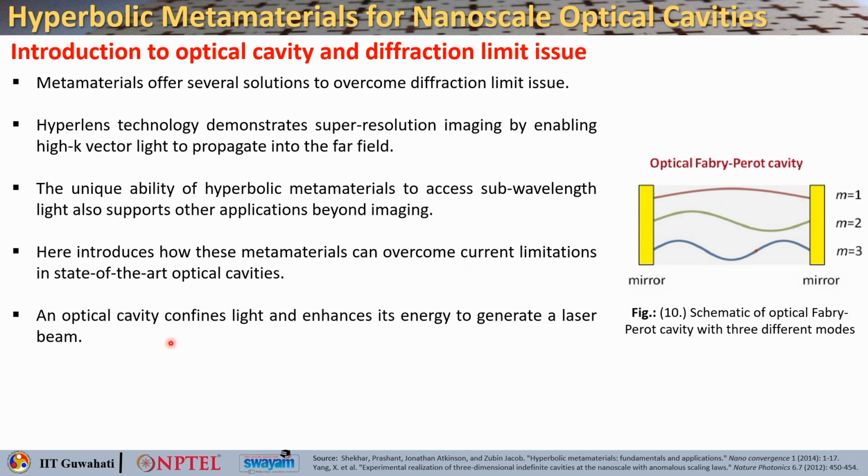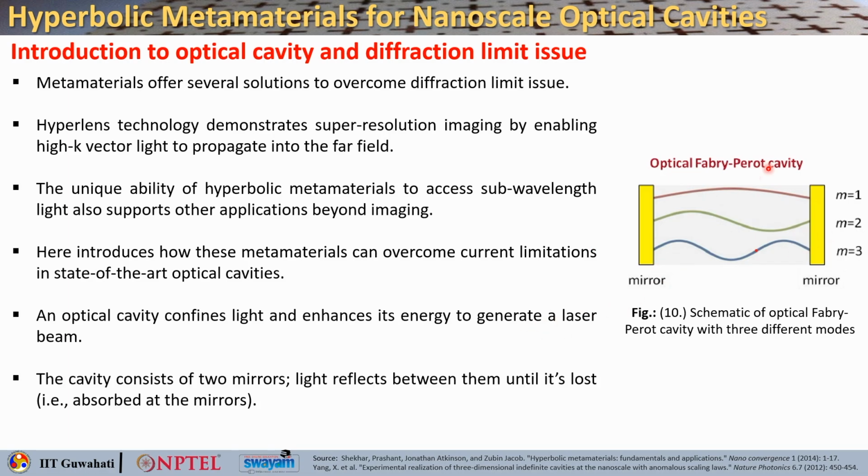An optical cavity basically has two mirrors on two ends. That is a typical optical Fabry-Pérot cavity, right. What it does is confine light between two mirrors, and upon multiple rounds of reflection, it enhances the energy to finally generate a laser beam. A cavity is formed between two mirrors, and the light gets reflected between them until it is completely absorbed within the medium or at the mirrors.